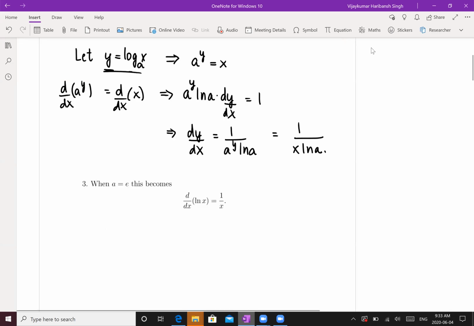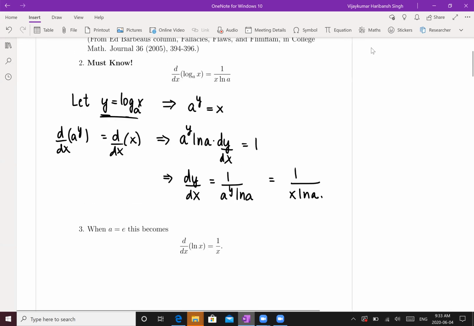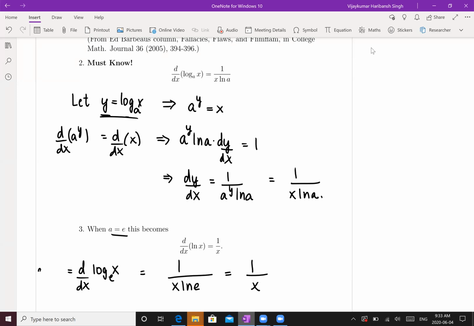Now, this formula simplifies further. If your a is e, then the derivative of log of x base e is 1 by x ln e, but ln e is 1. So we get 1 by x. And this log of x base e is written as ln x. So the derivative of ln x is 1 over x.